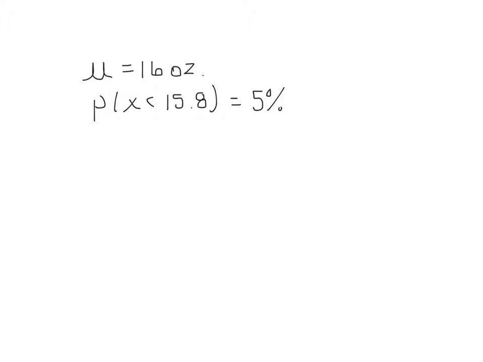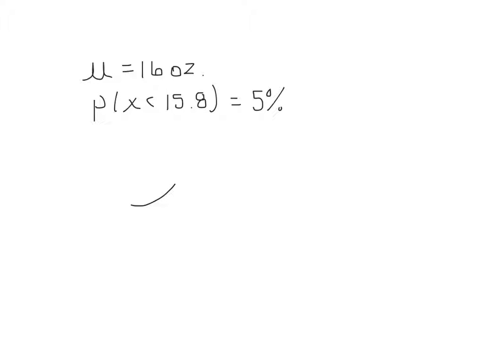This is exercise 64 in chapter 6 of our textbook, where it says a machine fills containers with a mean weight per container of 16 ounces. If no more than 5% of the containers are to weigh less than 15.8 ounces, what must the standard deviation of the weights equal? So again, let's draw a picture of this situation.